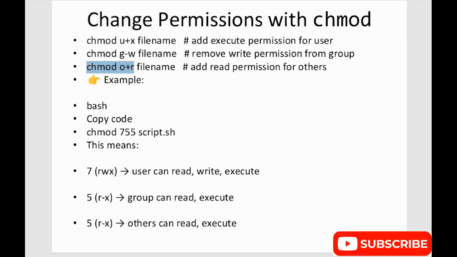chmod o+r and the file name. This is used to add read permission for others. O is for the others, plus is for add, and R is for the read permission. Okay, suppose you want to give the read permission only to the others, so simply you can use it in this way.